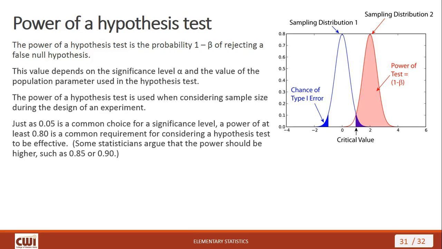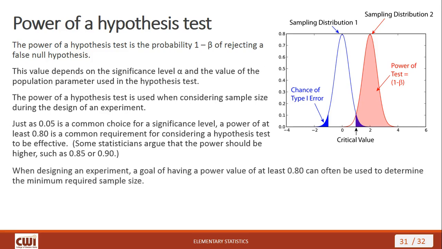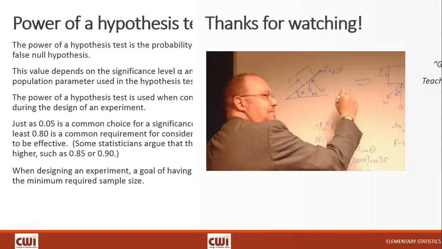So, for the power of a hypothesis test, just come to understand that it's the probability, 1 minus beta, of rejecting a false null hypothesis, and it's used when considering sample sizes during the design of an experiment. That's all you really need to know about it. You won't ever have to calculate it or do anything more with it. So when you're designing an experiment, make sure you have a goal to have a power value of at least 0.8 to calculate minimum required sample sizes.